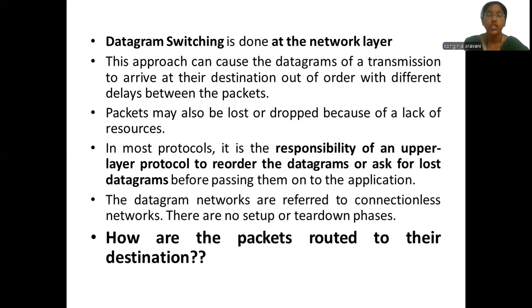Got my point? So in most protocols, the responsibility of the upper layer is to reorder the datagrams at the destination and or ask for lost datagrams. These networks are referred to as connectionless networks. In this datagram switching, there is no connection before sending data and after sending data, and there is no setup phase and no tear down phase. Then how will the packets reach the destination?